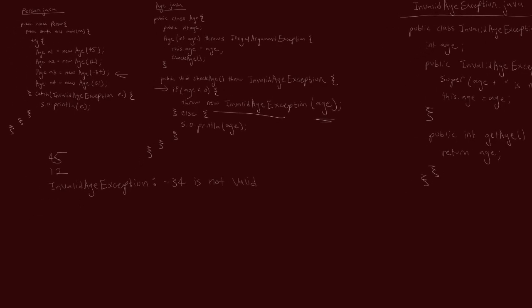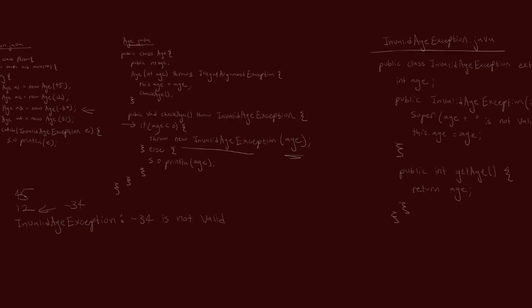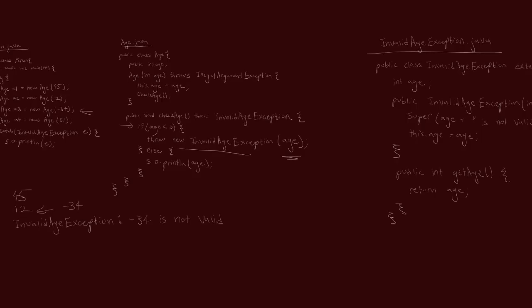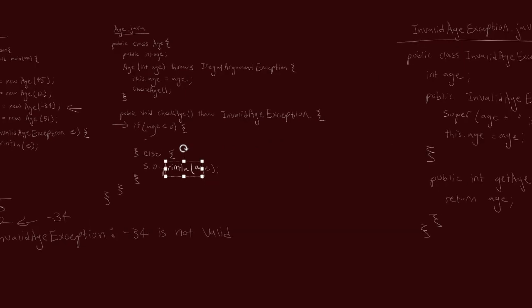But what if instead I want this to be displayed, but I also want the minus 34 here to be displayed as well? How will I achieve that? So this is what we can do. We can pretty much get rid of this and instead rewrite the program like this.